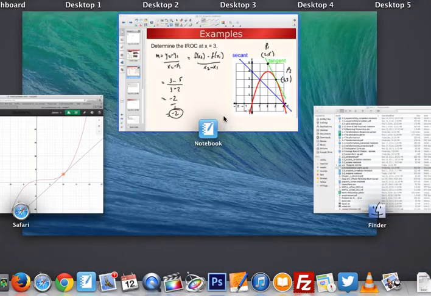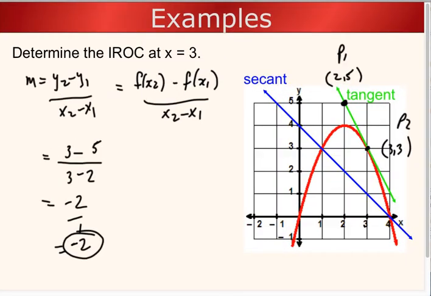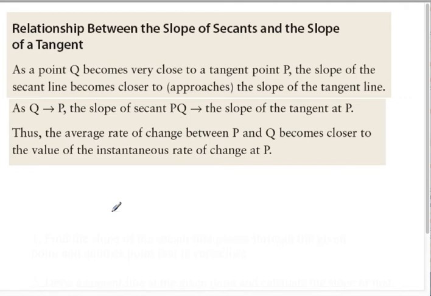So let's go back. I've got a note here for you informally. It looks like this. We've got the relationship between the slope of secants and the slope of tangent lines. Let's say I have point Q, which is maybe like that point that was at 15 to begin with, and it becomes very close to the tangent at point P, where point P was like where I was at 10. Then the slope of the secant line gets closer and closer to the slope of the tangent line, and therefore we can use the slope of the secant line to estimate the slope of the tangent line.